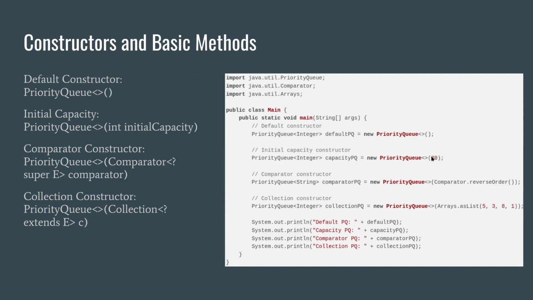As we talked about in the previous slide, if you need custom ordering, you can use priority queue and provide your comparator to create a queue with a specified comparator. Additionally, you can call priority queue and pass collections such as array. By doing this, you can create a priority queue containing the elements in this collection.